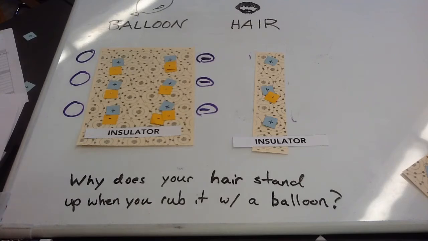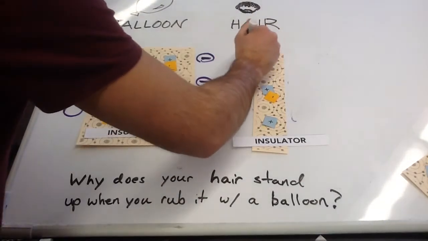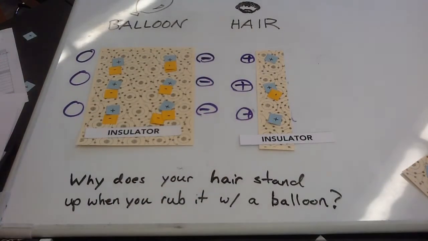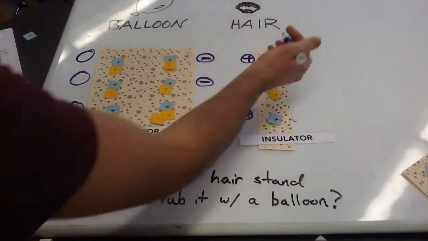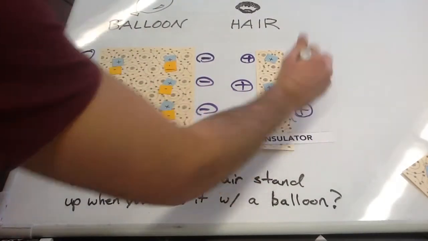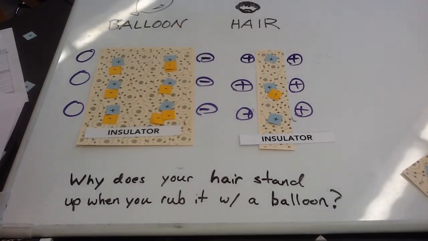Now for my hair, it's an interesting situation. I lost electrons, and so my object is going to be positive on one side, but since my hair is so thin that really if this side becomes positive, this side is also positive as well. So this is a special situation where just all of my hair is going to be positive.